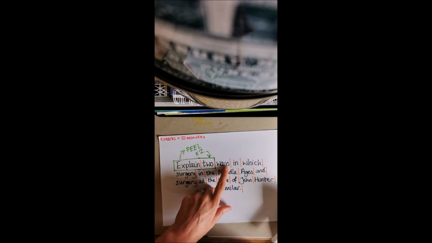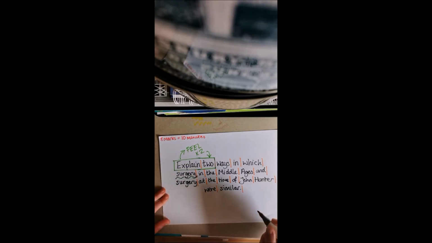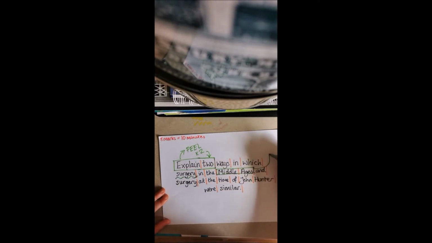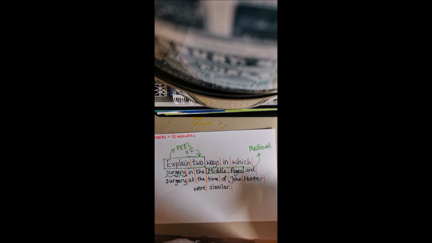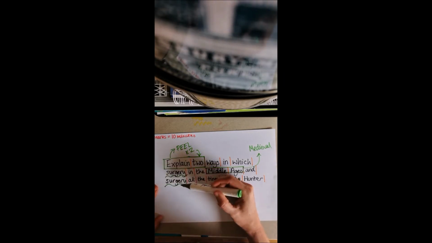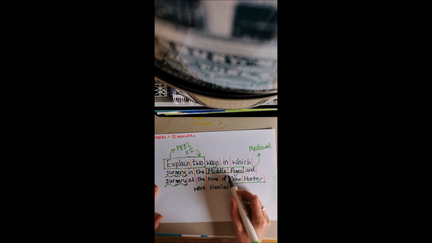Explain 2 ways in which surgery, that's clearly significant, in the Middle Ages, aka the medieval era, so right at the beginning of our study. Oops, sorry, I'm just going to shift that over to the side there. And surgery, I like that I've managed to write that so they're right up on top of each other there, that's good. And surgery at the time of John Hunter. Here we go.